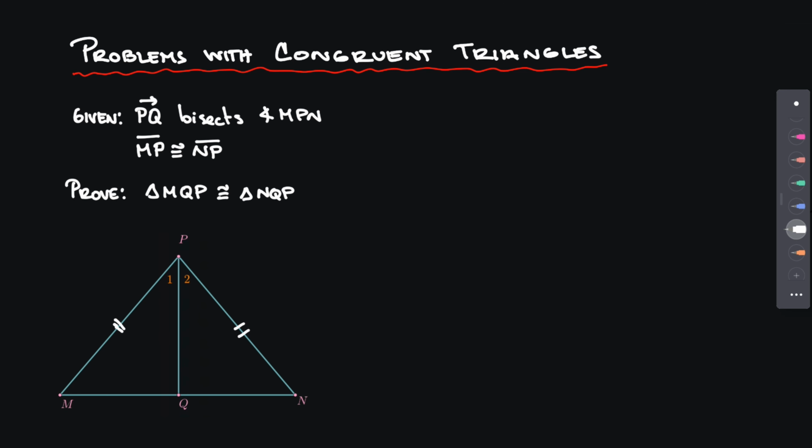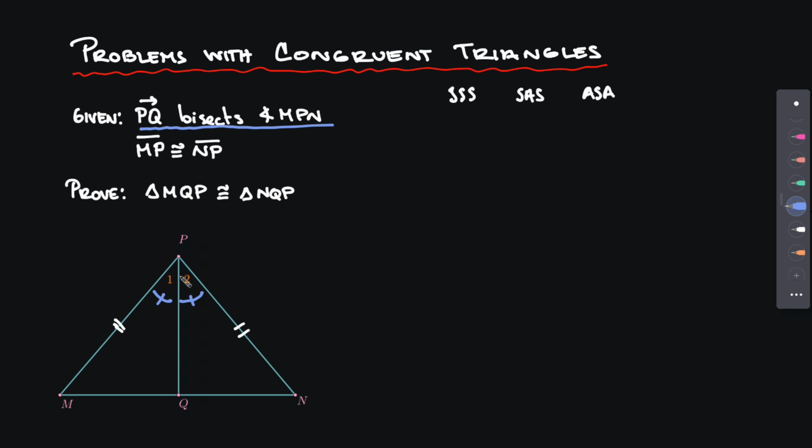Okay, so to prove this, remember that we have the necessity to reach three postulates. It could be side, side, side. It could be a side, angle, side, or it could be angle, side, angle. Okay, so in this case, this is telling us that PQ bisects angle MPN. So this angle 1 is congruent with this angle 2, because by definition of bisection, we know that the two angles are congruent. So now we have a side and an angle that are congruent.